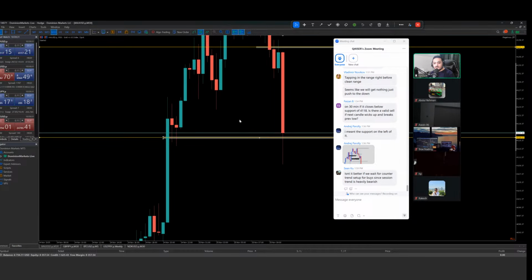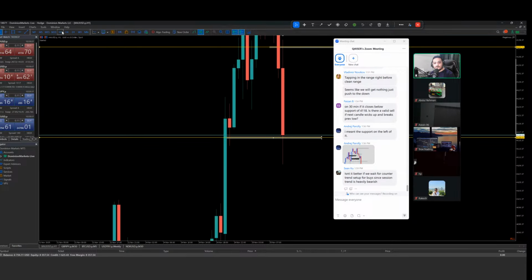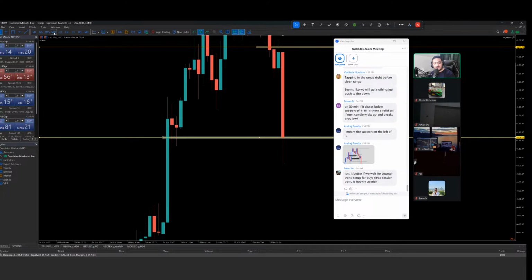Isn't it better if we wait for a counter trend setup for bias, since the session trend is heavily bearish? Let's see. This candle is about to be closed in 30 seconds. Let's see, 5 seconds.